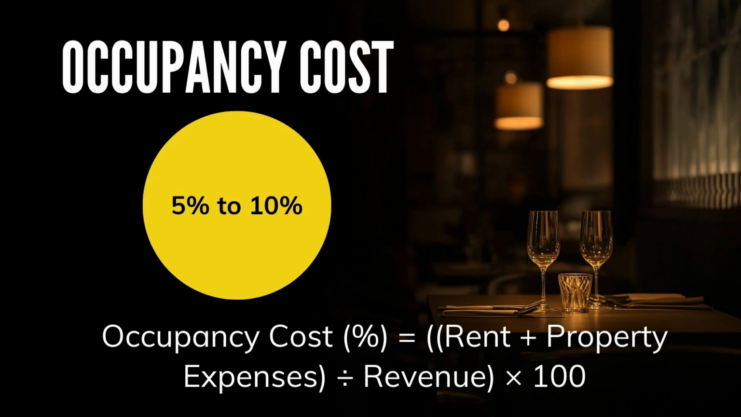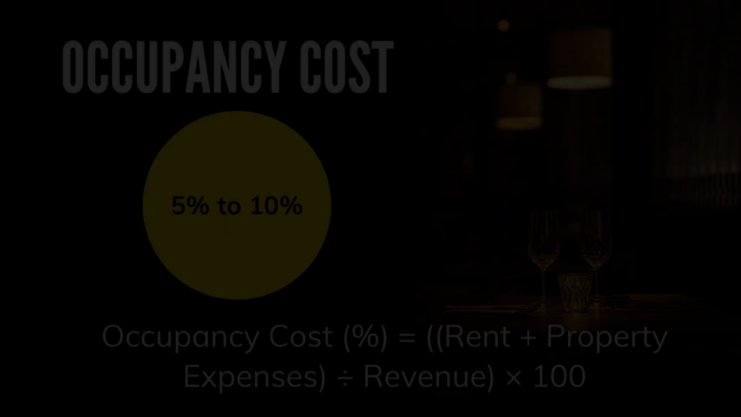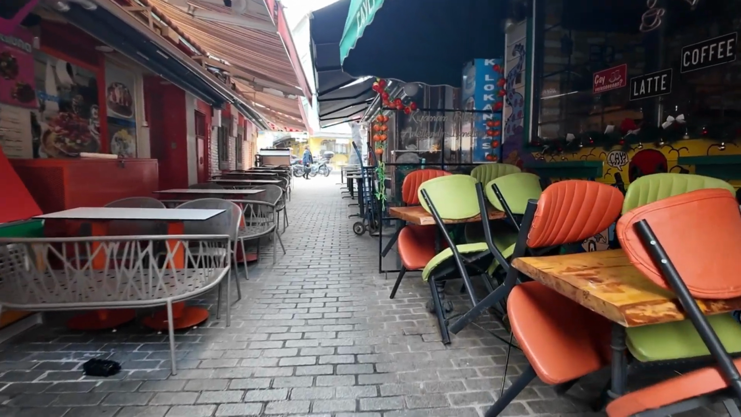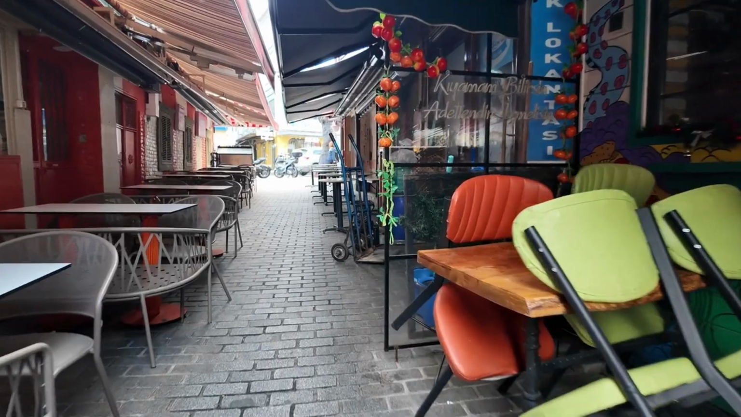Finally, let's look at one KPI that is often closely monitored by investors and restaurant owners. Occupancy cost measures the percentage of revenue consumed by rent and property related expenses. A healthy range is typically between 5% and 10% of revenue. When occupancy cost exceeds 12%, profitability can become increasingly difficult, regardless of how efficiently the restaurant operates.